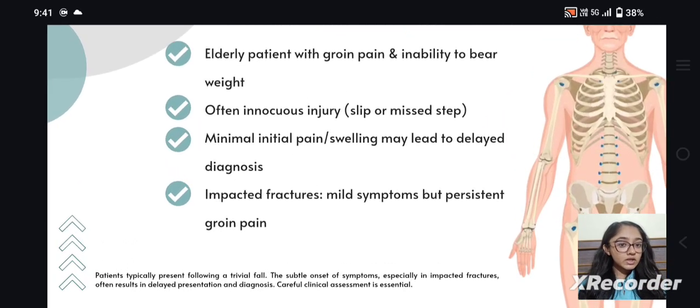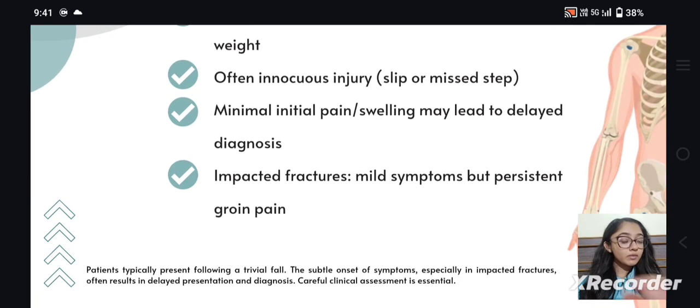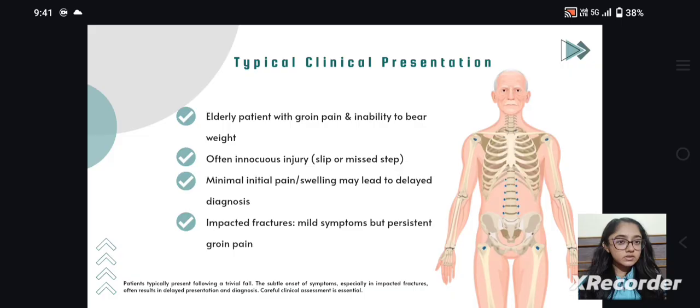So patients typically present following a trivial fall, as we said, a missed step, or they could slip. Subtle onset of symptoms, especially in impacted fractures, often results in delayed presentation and diagnosis. So careful clinical assessment is essential.